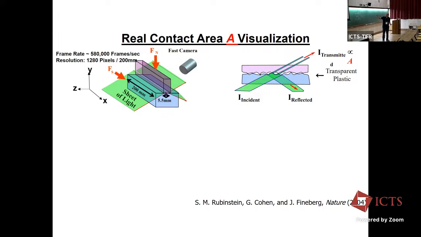And when is light transmitted through the interface? Only at the contacts. So if we take a fast camera, and the camera we're using is taking a picture of the entire interface around 600,000 frames a second, so once every 1.5 microseconds, we take a picture of the real area of contact, and it's seeing only the contacts themselves. So this is a nice way to follow the dynamics of how these contacts actually break.